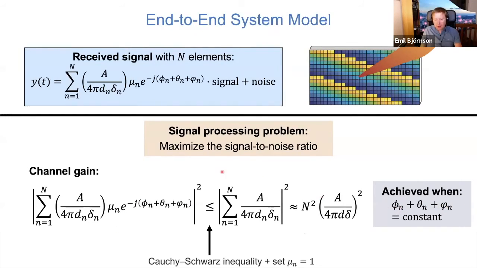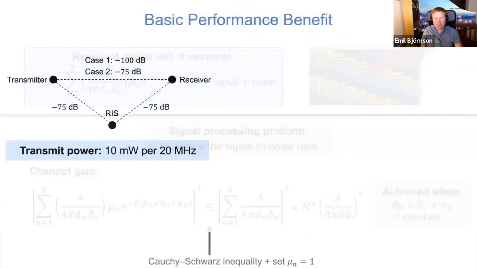And as a final step, we can also say that usually when the user is far away, it's important to remember that the phases are changing, but the path loss is almost the same from all of the elements. So if you say that these dn and delta n are approximately the same, then you will get something like this, where you can take away this subscript, and you are just getting n squared, because you have a summation and you have a square. So you get the square of the number of elements, and then you get this path loss term for each element.